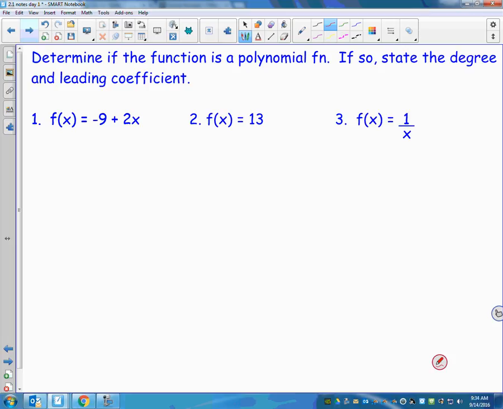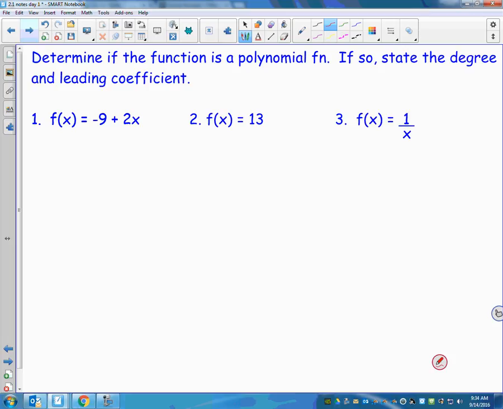So here's part of the work today. Determine if the function is a polynomial function. If so, state the degree and leading coefficient. Seems like maybe that there's a lot of homework problems today, because I think there's like 12 or something. But some of them are just 6.